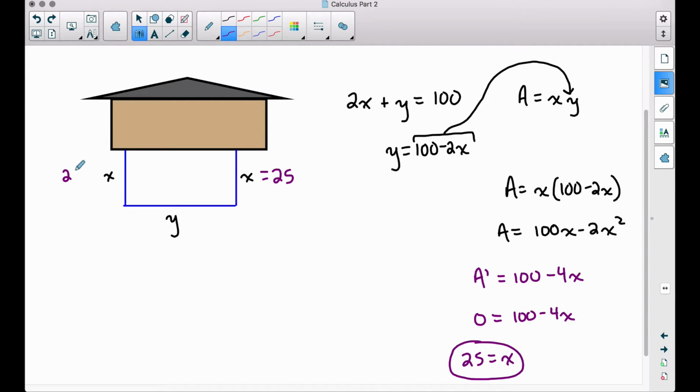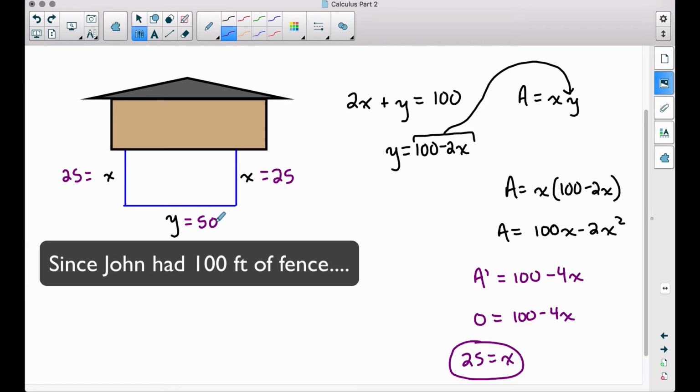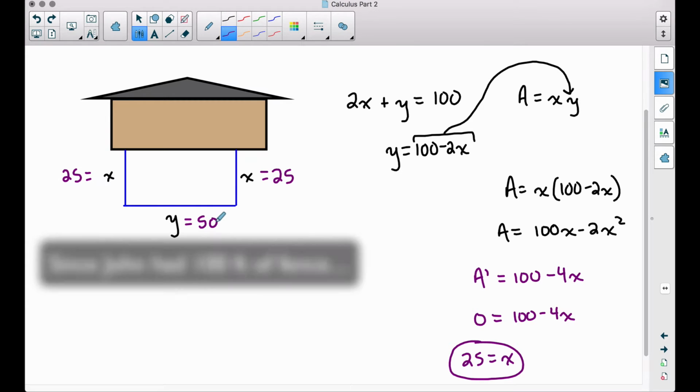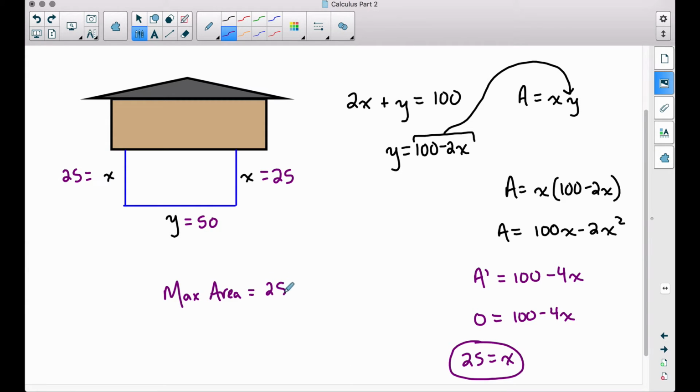This over here is 25 feet. And now you can plug 25 back into this equation, or you can just go ahead and say, well, if we got 25 and 25, that's 50 feet already, which means y has to be equal to 50. Giving us a maximum area of 25 feet times 50 feet, we have 1,250 square feet.